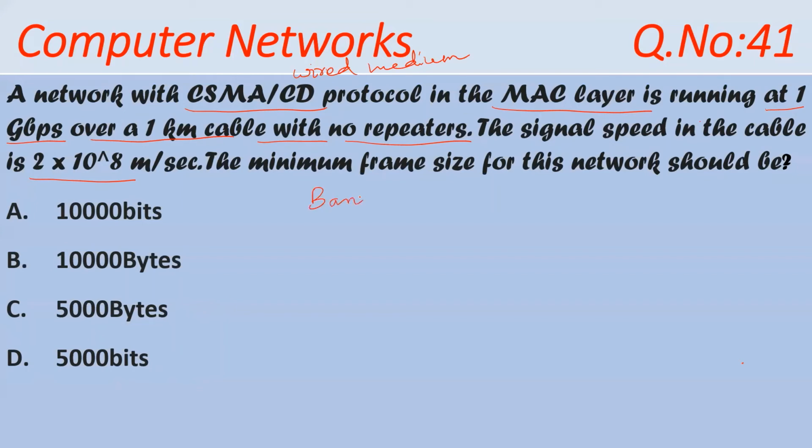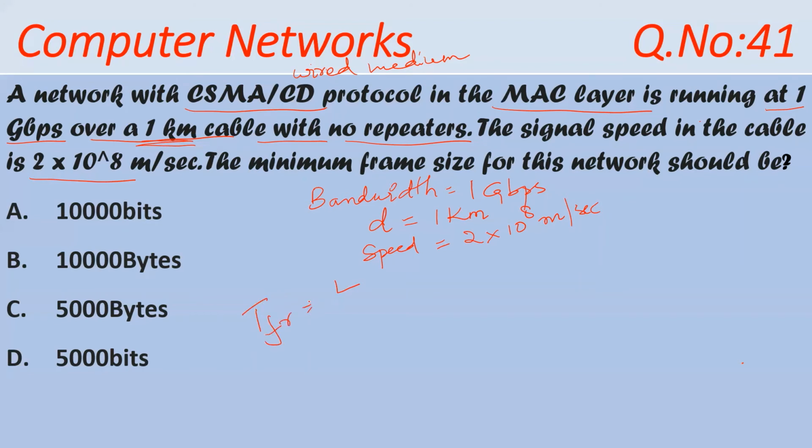So the bandwidth here is 1 Gbps, which is gigabits per second. The distance is 1 kilometer. The signal speed in the cable is 2 into 10 power 8 meters per second, which is approximately near the light speed. And then the minimum frame size, so you need to find the frame size L.